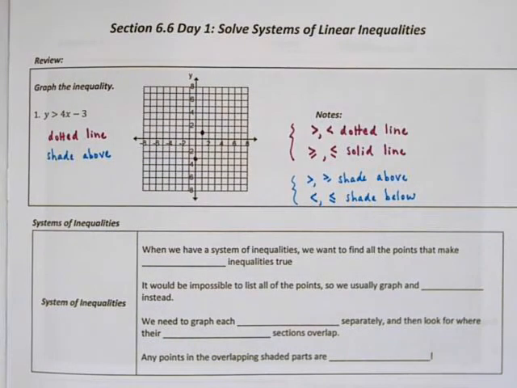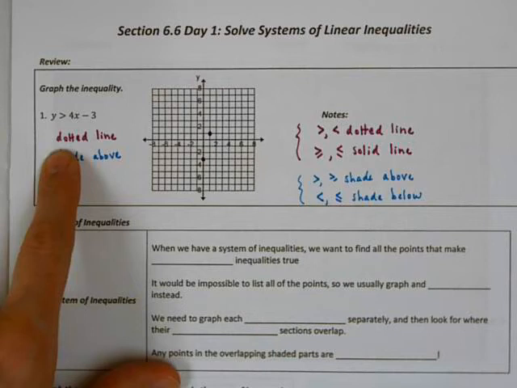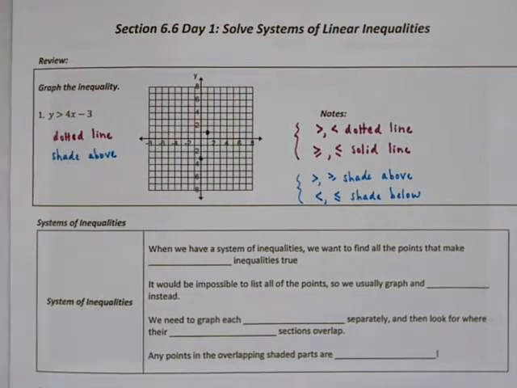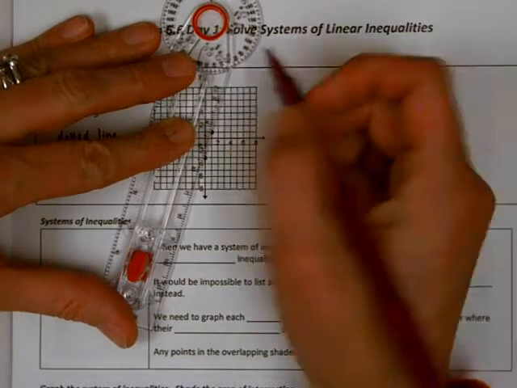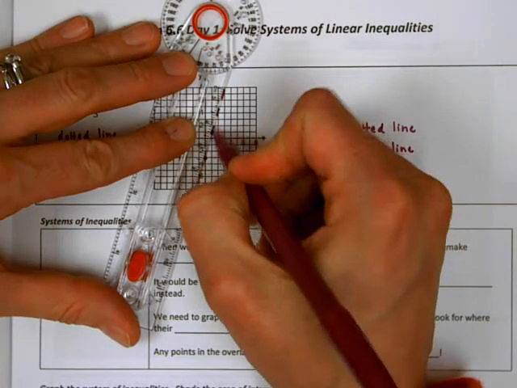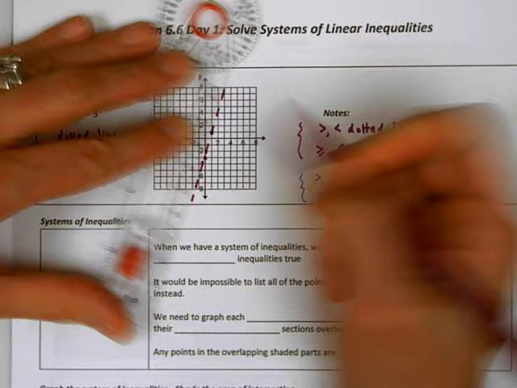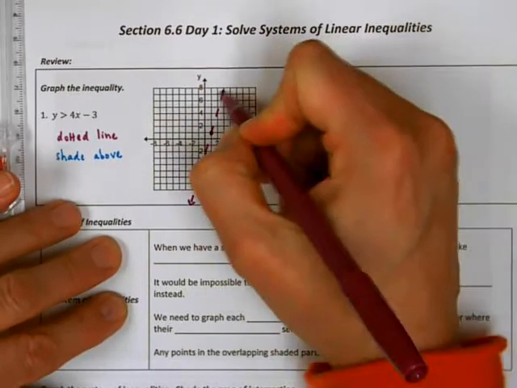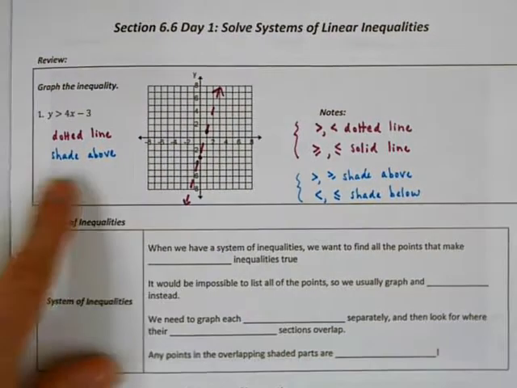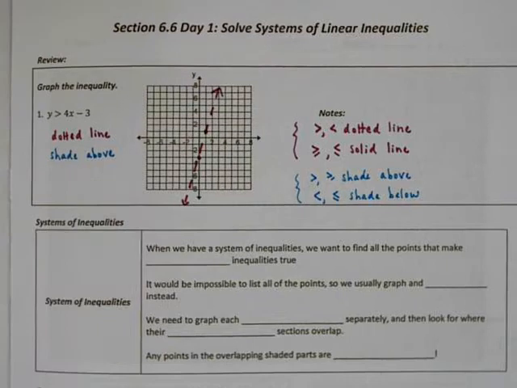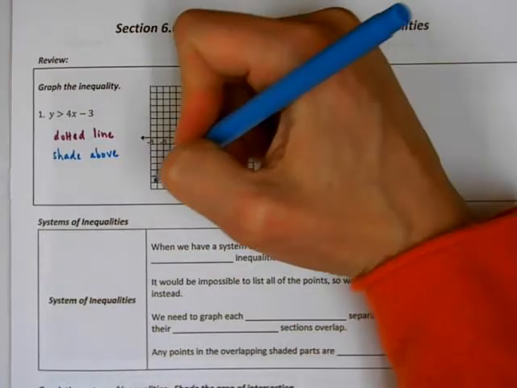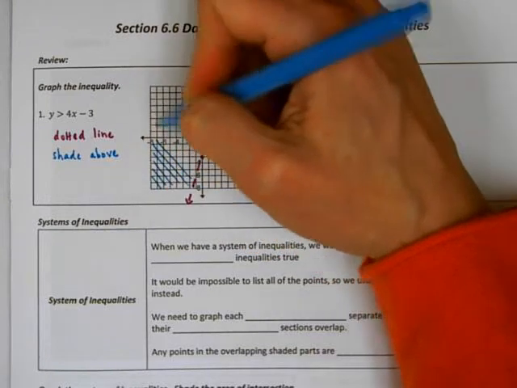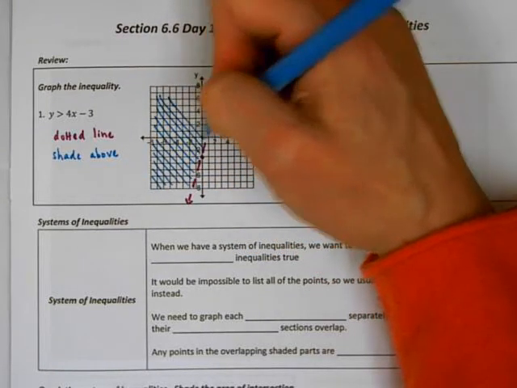So now I'm going to connect those points, but again, since I'm strictly greater than, I'm going to connect them and I'm going to use a dotted line. So here I'm going to make sure I have a dotted line. And now, since it was greater than, we're going to shade above, which means if I look on my line, I should be shading up. So I would shade everything here in this blue area.